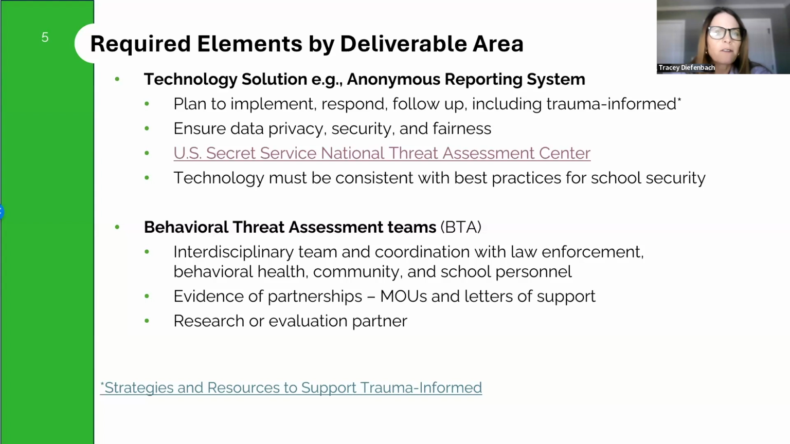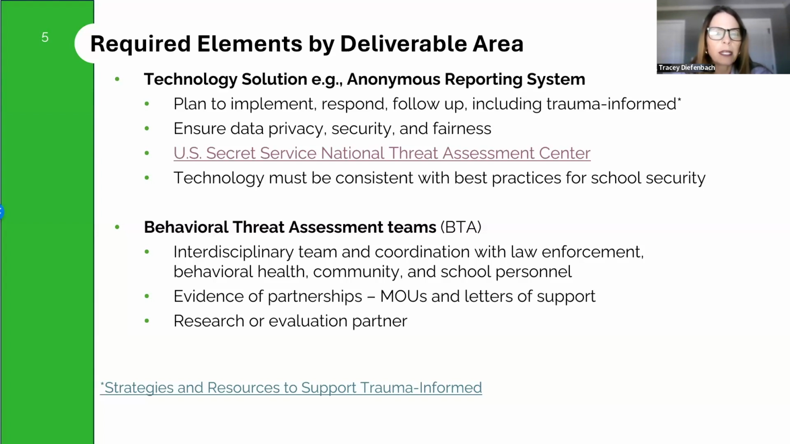As I said earlier, there are different requirements and different components for different areas, so you really just need to detail these out. In other words, you don't want to be lumping all of your deliverable areas and activities together. Area 1, as I said, is technology solutions, such as an anonymous reporting system. If you're addressing this area, you must detail in your narrative your plan to not only implement this system, but the additional things that might need to happen, including proper reporting and follow-up.